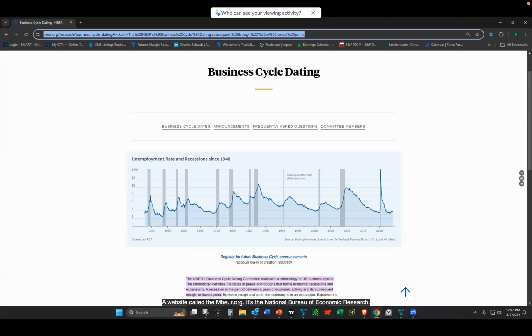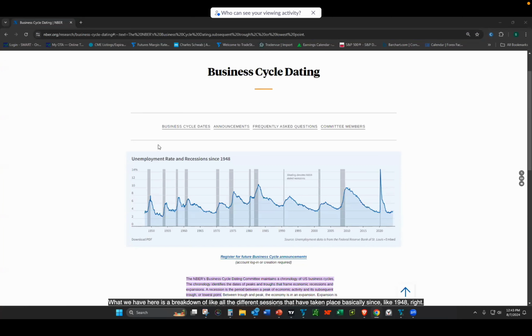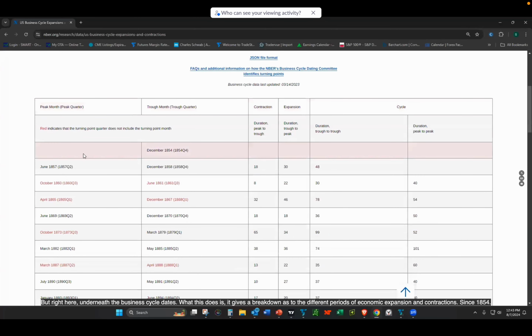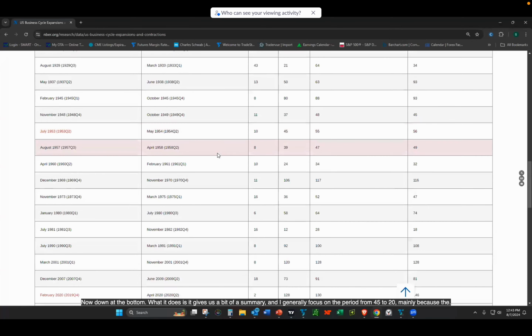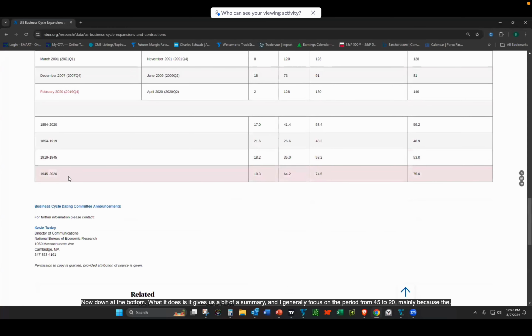It's the National Bureau of Economic Research, and what we have here is a breakdown of all the different recessions that have taken place basically since 1948, right? But right here underneath the business cycle dates, it gives a breakdown of the different periods of economic expansion and contraction since 1854. Down at the bottom, it gives us a bit of a summary, and I generally focus on the period from 1945 to 2020, mainly because the Fed model has changed quite a bit since prior to that. They have a dual mandate for the Federal Reserve.